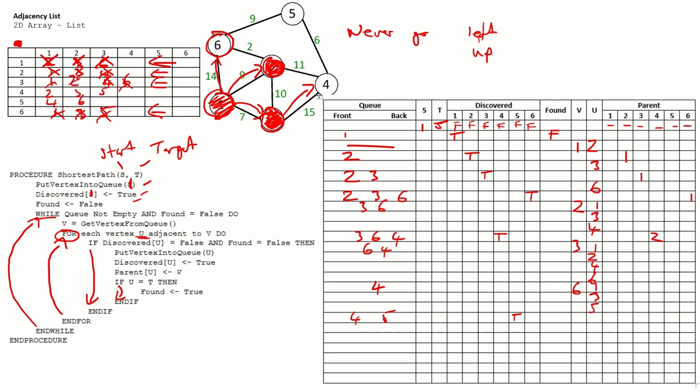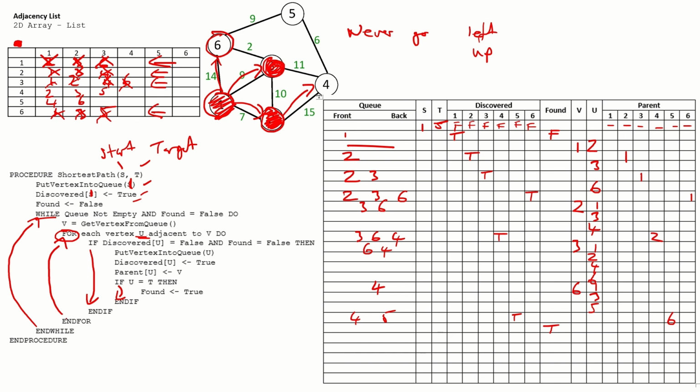Parent of 5 is 6. Parent of U is V. Parent of U, 5, is 6. So parent of U is V. And then if U is T, and this time U is the target, so we set found equals true. Again, can't go left. Wrap onto the next line, found is true.